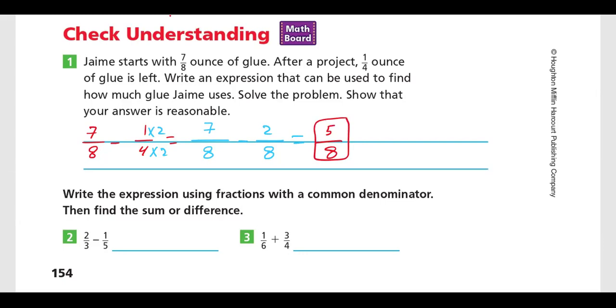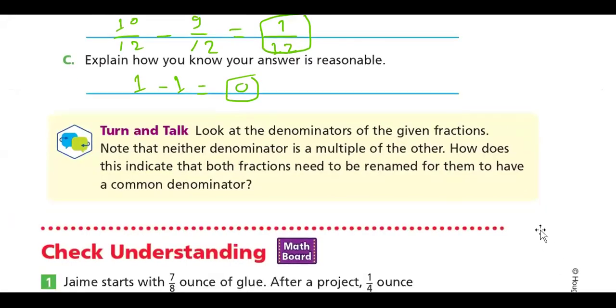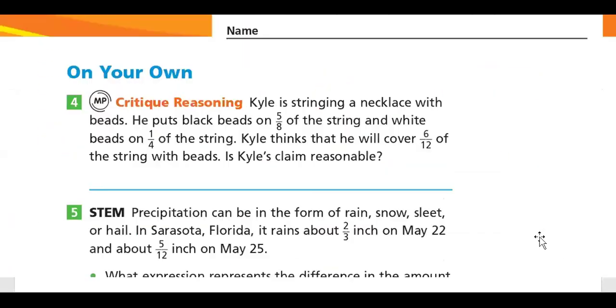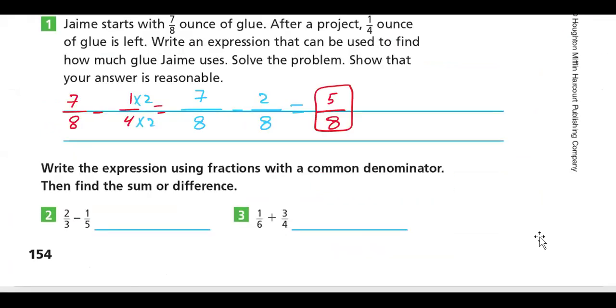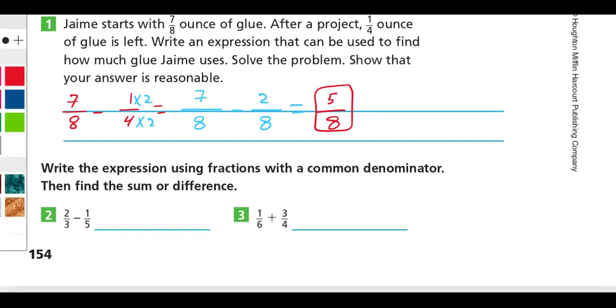And this one, 2 over 3 minus 1 over 5. We need to subtract them. So we have to find the common denominator.